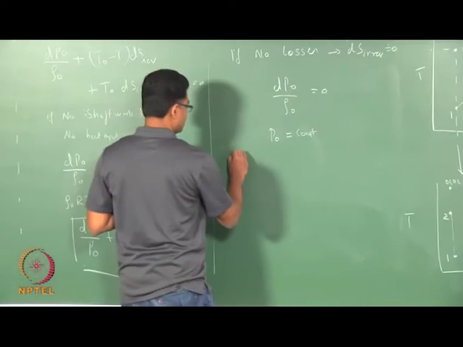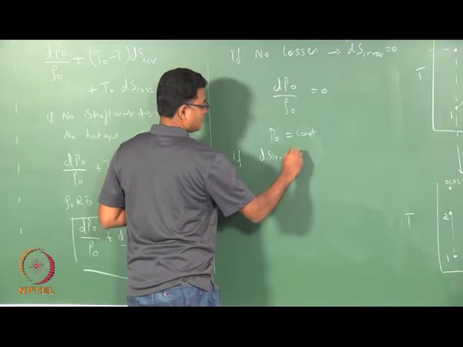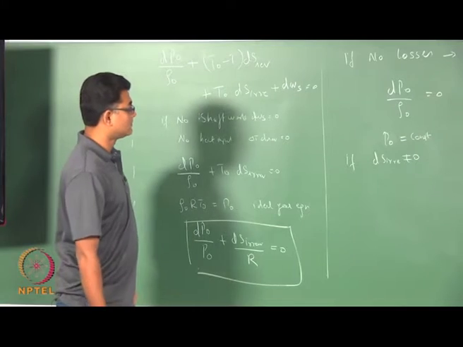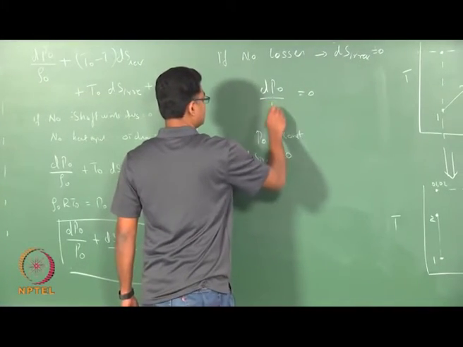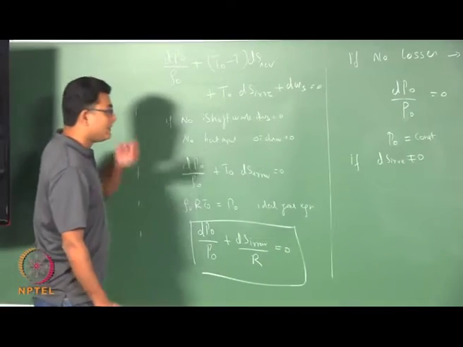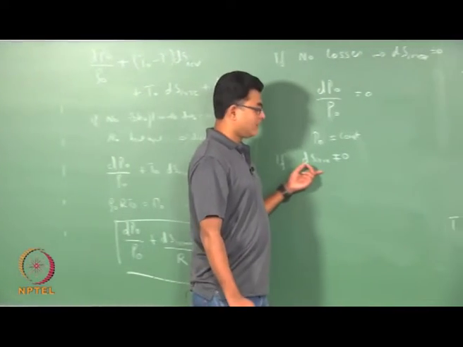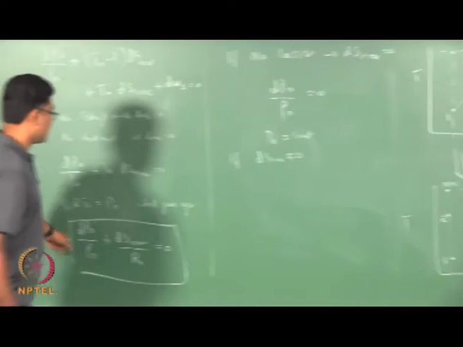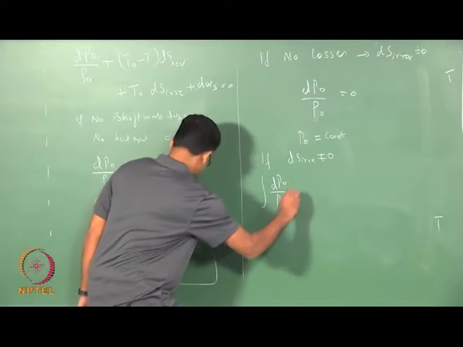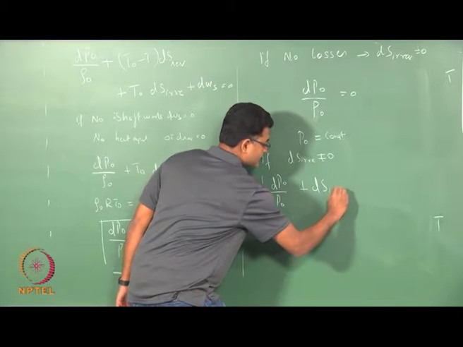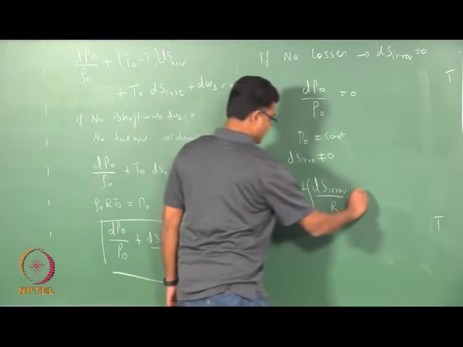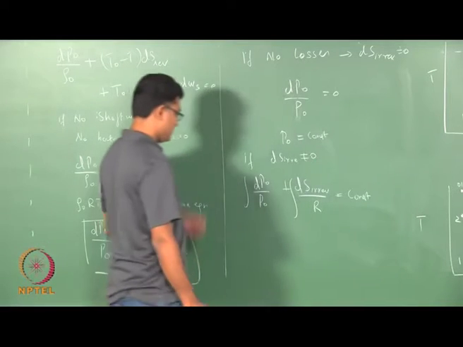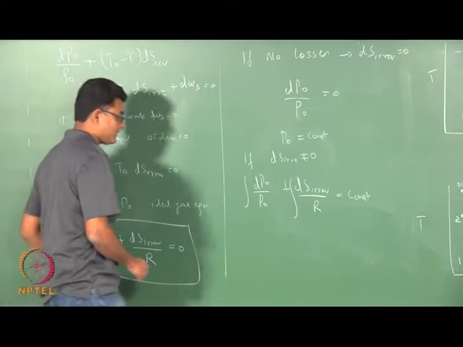But if there are losses, ds irreversible is not equal to 0, what do I do? I need to integrate this, dp0 by p0. So, if there is some loss due to friction or some heating, you need to integrate this equation. So, I integrate dp0 by p0 plus ds irreversible by R equals some constant. Or I can take it to the other side.